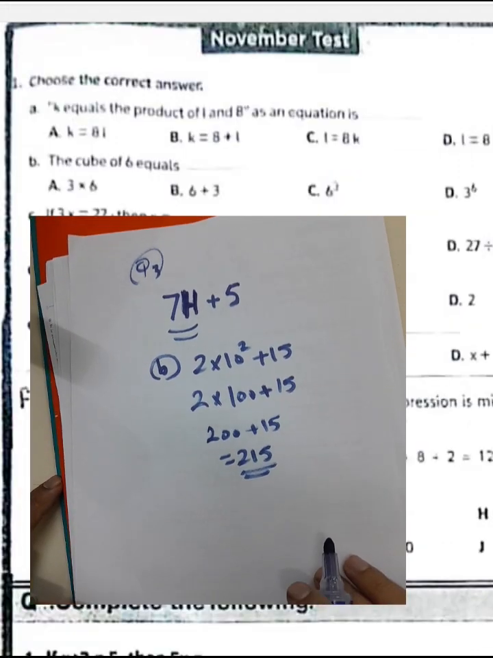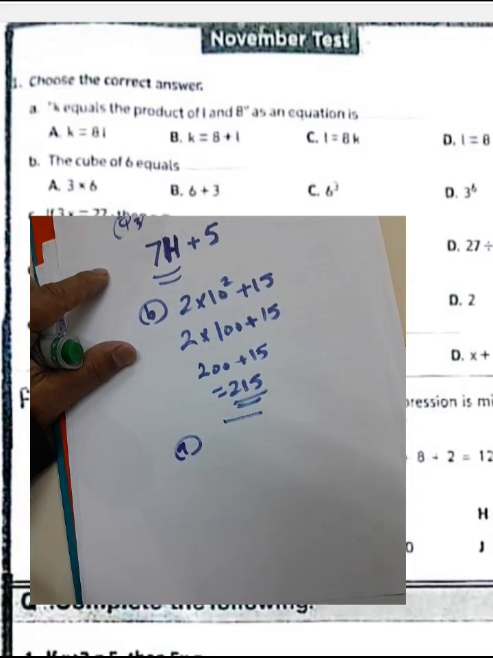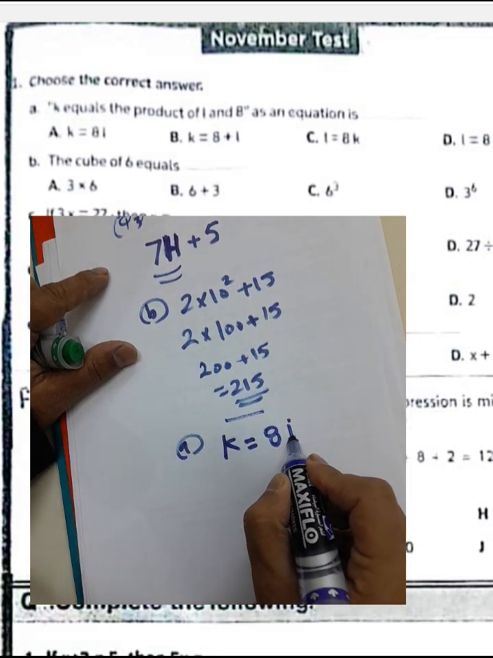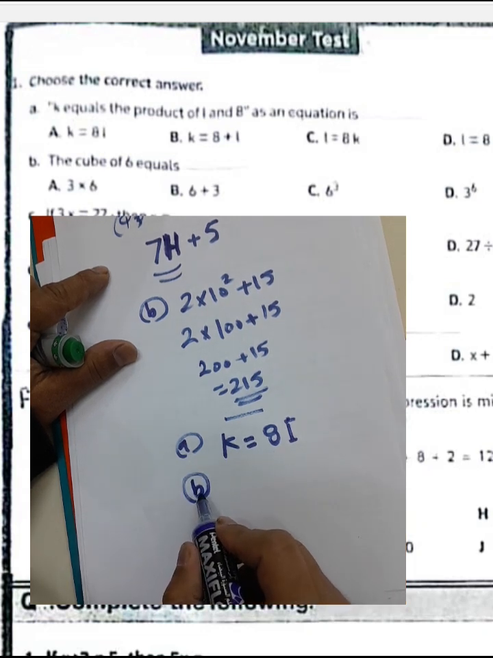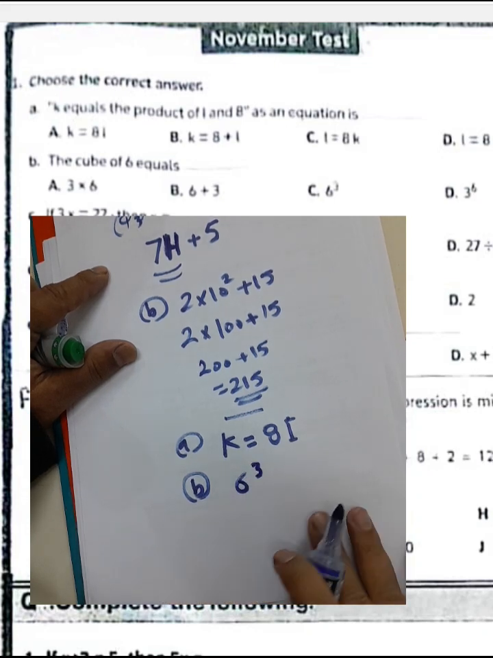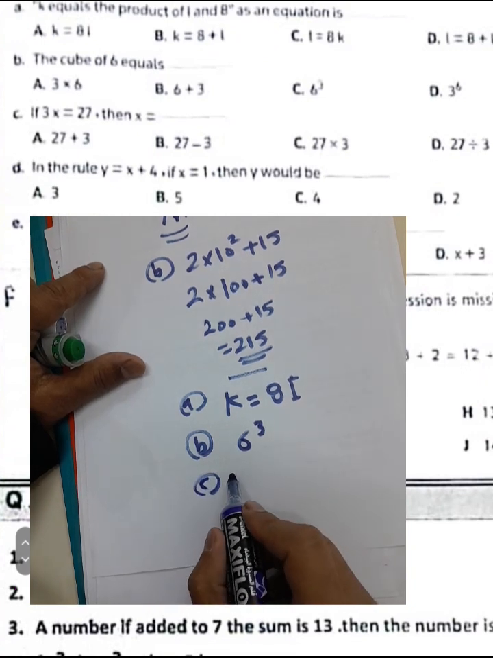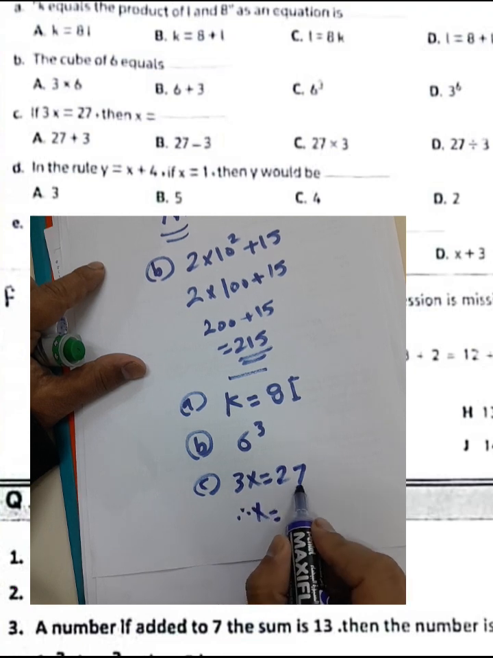Next question, choose the correct answer. Letter A, K equals the product of 8 and I. The result will be K equals 8I. Letter B, the cube of 6 equals 6 power 3. Question letter C, if 3x equals 27, then x will be 27 divided by 3, which is 9.